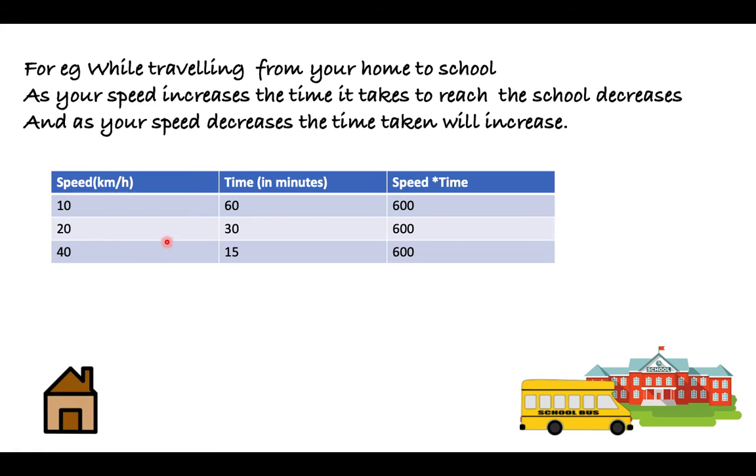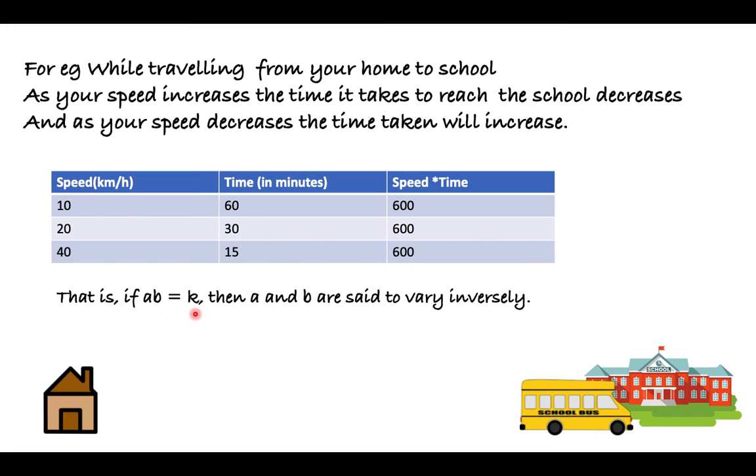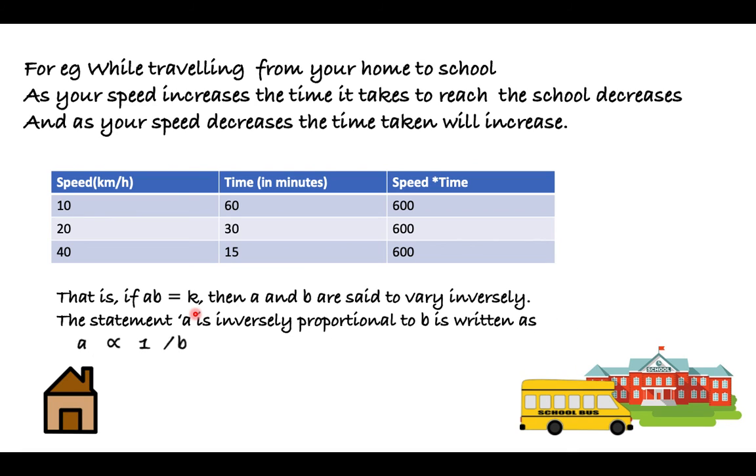And if you increase your speed further, you double your speed from 20 to 40, then you will reach the school in half the time. So again the product is the same. So in case of inverse variation, the product of the quantities remains the same. So if we have A into B is equal to K, then A and B are said to vary inversely. If we have to express this in the form of an inverse proportion, the symbol is 1 upon B. This inverse sign is the same as the proportional sign, but we write 1 upon the second number.